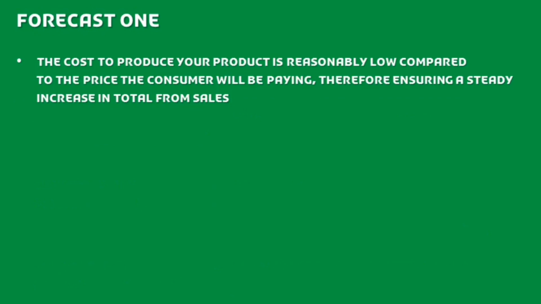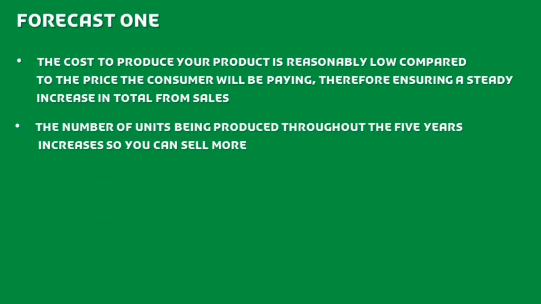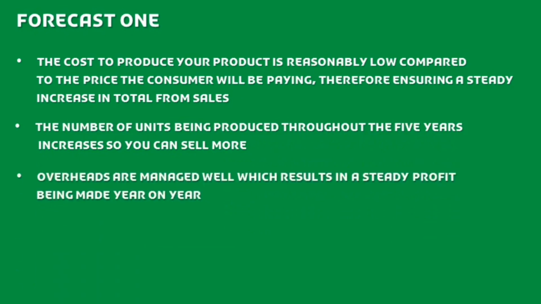Now that you've seen all the correct answers, we are going to talk about why each forecast was good or bad. So, you should have chosen forecast 1 as the most successful, but let's discuss each of them. Forecast 1. So, in the first forecast, you should have noticed the following. The cost to produce your product is reasonably low compared to the price the consumer will be paying, therefore ensuring a steady increase in total from sales. The number of units being produced throughout the 5 years increases, so you can sell more. Overheads are managed well, which results in a steady profit being made year on year.